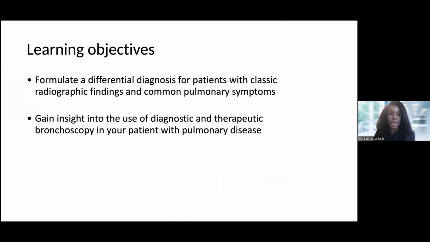These are my disclosures. And the learning objective really is to be able to formulate a differential diagnosis for patients that present in the general clinic, primary care setting with pulmonary clinical symptoms, and really just review some of the common radiographic findings that can be associated with some of those pulmonary diseases, and really just give you all the ability to gain some insight exactly what we're doing when we're taking these patients for a procedure to try to figure out their pulmonary disease.